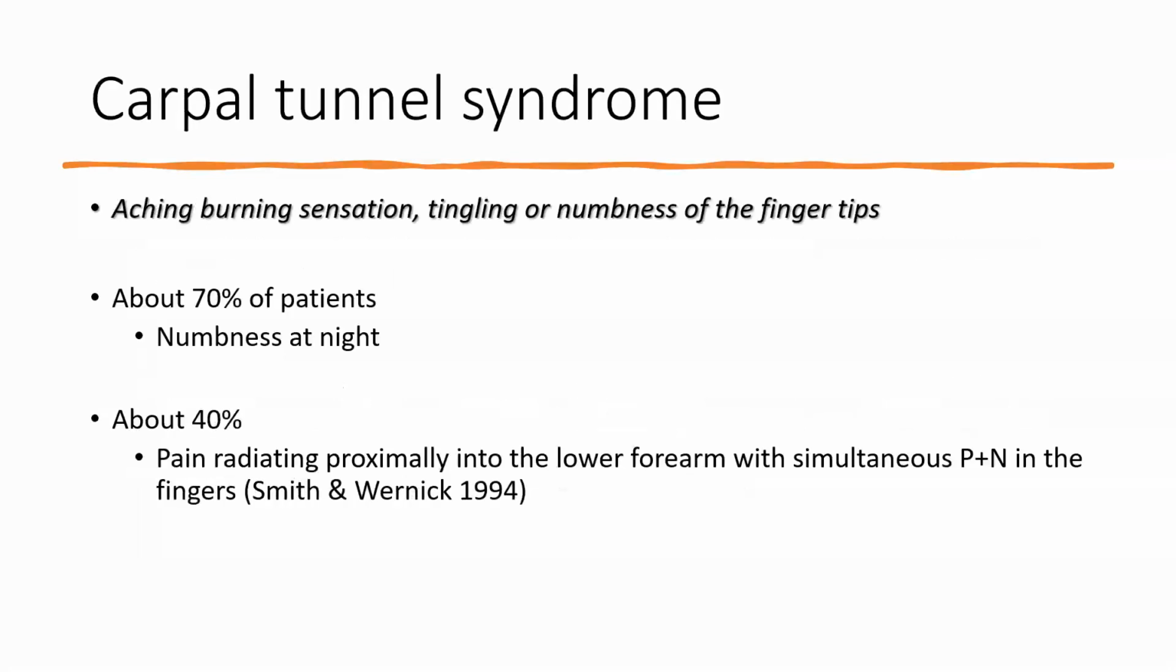What are our patients telling us? Well, they have a kind of aching, burning sensation. They have some paresthesia in 3.5 fingers, or part of these 3.5 fingers. About 70% of the patients describe numbness at night, and about 40% describe radiating pain proximally into the lower forearm, together with paresthesia in the fingers. And this is a little bit strange, I must say, that the pain is radiating in a proximal direction.